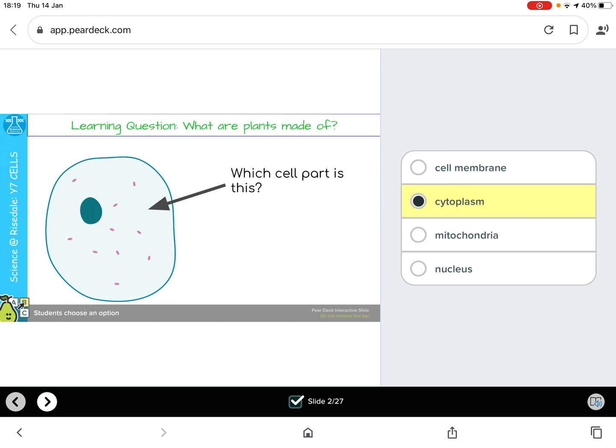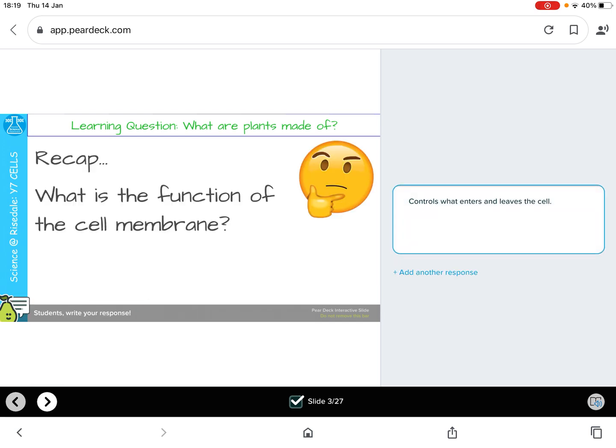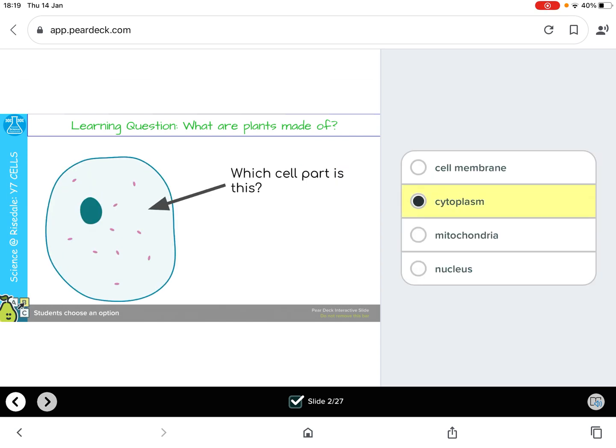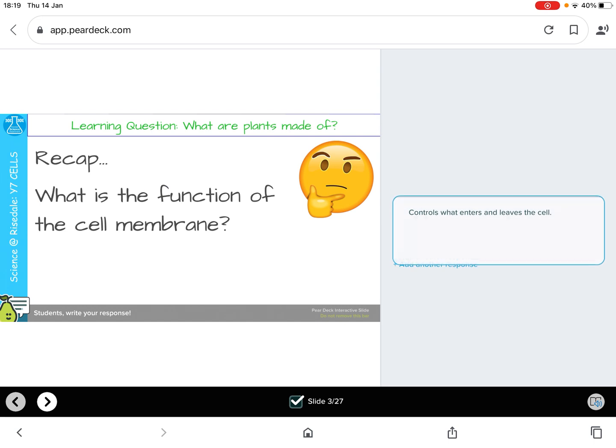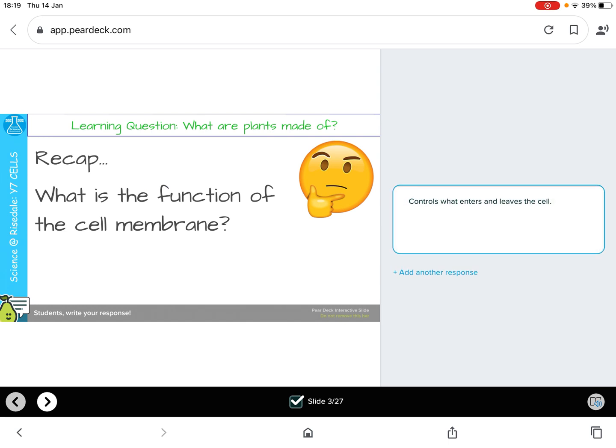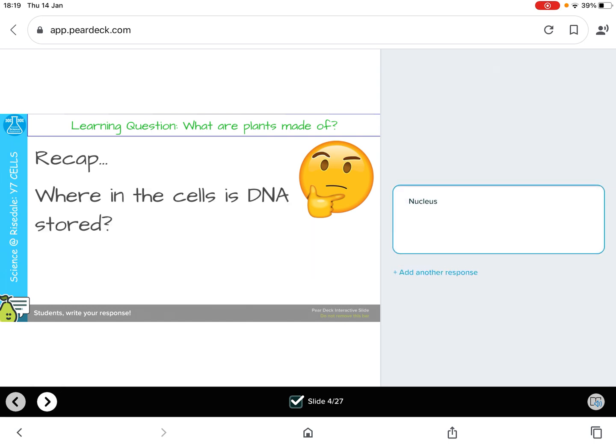Right, questions. The first few questions were from the previous lesson about animal cells to try and see what you remember. So which cell part is this? It's the jelly-like substance that it's pointing at, so this is called cytoplasm. What is the function of the cell membrane? So if we look at this picture, the cell membrane is the blue line around the outside, and that controls what enters and leaves the cell.